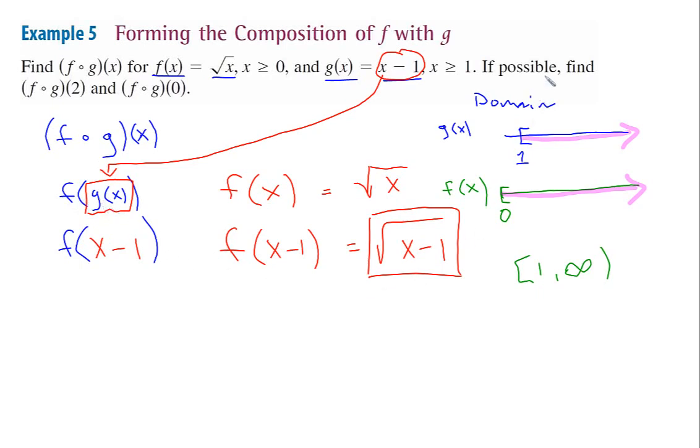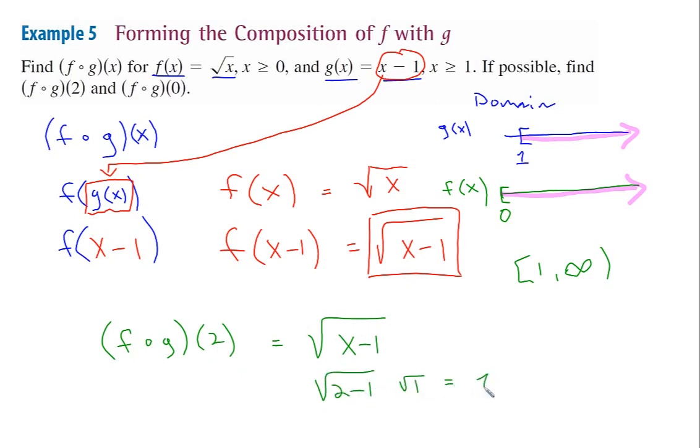All right. So now we need to evaluate f composed with g of 2 and f composed with g of 0. So let's find f composed with g of 2. Now we know what this is, we just found the answer to this already. It's this guy right here, square root of x minus 1. So all you're really doing is plugging in 2 right here. So 2 minus 1, we're just going to get the square root of 1, which equals 1.